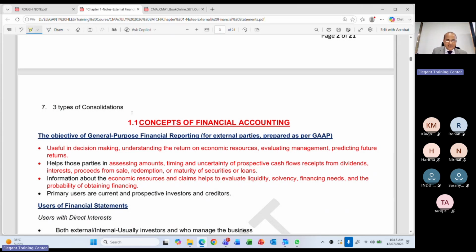The first topic is concepts of financial accounting. Right? I am sure all of you are in accounting positions. Right? All of you know accounting.